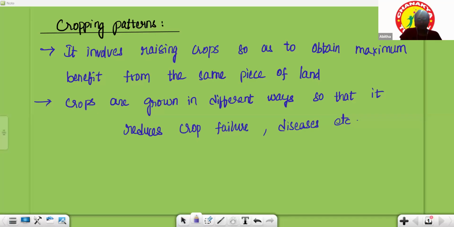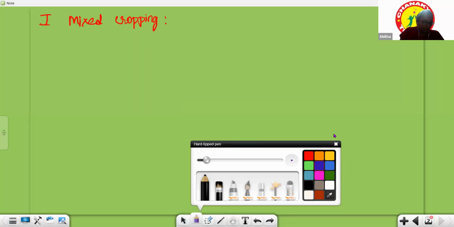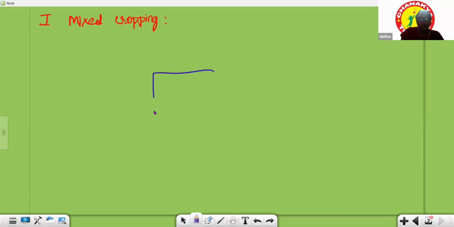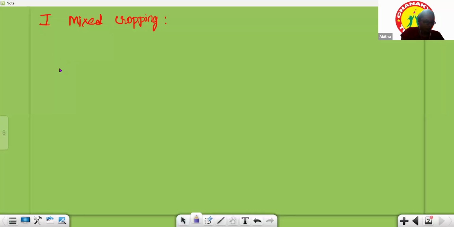Okay. So the first method of cropping pattern is mixed cropping. So what is mixed cropping? Mixed cropping is the practice of growing two or more crops simultaneously on the same piece of land. So in the same piece, you grow a group of crops. I'll show you pictures also.